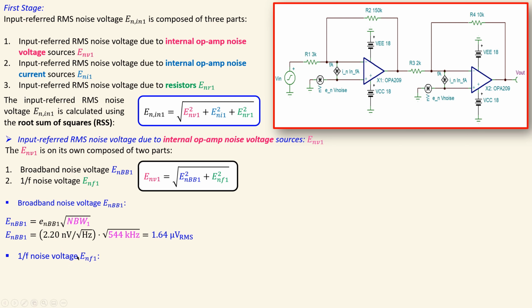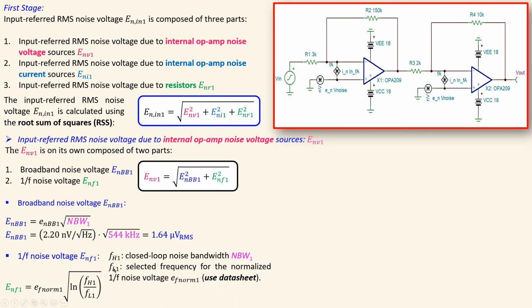Now for the 1/f noise voltage, this expression will be used, and for that we need the upper cutoff frequency, which is then the closed loop noise bandwidth. We have a selected frequency, which is also the frequency we use for the normalized 1/f noise voltage. For that we use the datasheet, and this selected frequency can be anything in that 1/f noise region, but in this case we use 0.1 hertz.